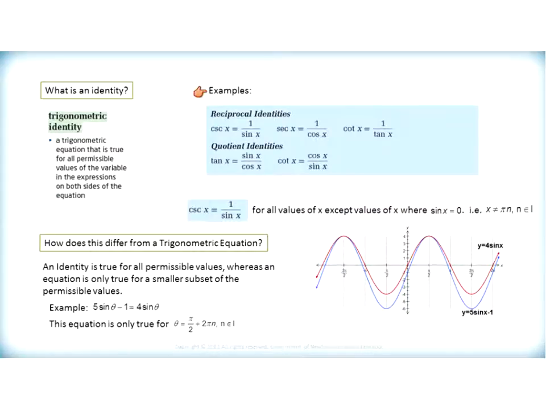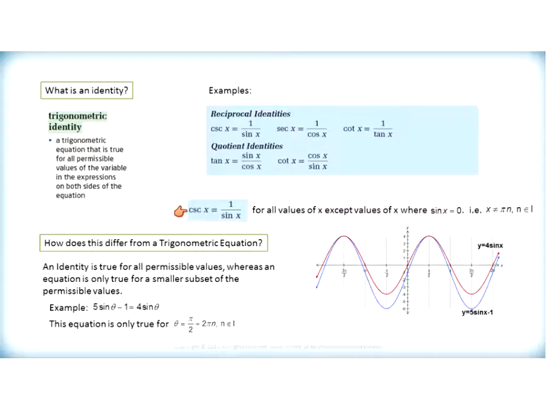Some examples of identities that you've already seen are the reciprocal ratios, also known as the reciprocal identities. Cosecant x equals 1 over sine x, secant x equals 1 over cosine x, and cotangent x equals 1 over tan x. These are called the reciprocal identities. A couple of quotient identities you've seen as well. Tan x equals sine x over cosine x, and cotangent x equals cosine x over sine x.